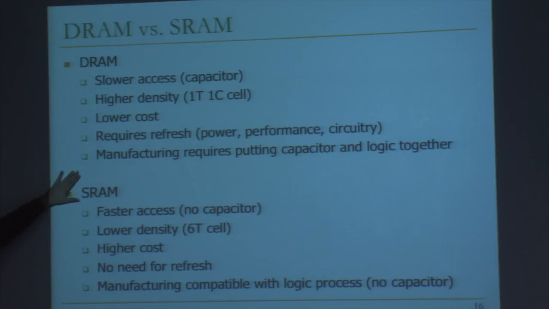And one other big difference between these technologies is manufacturing of DRAM requires putting capacitor and logic together. And these are not compatible processes. As a result, most DRAM chips do not have a lot of logic in them. As a result, you don't see DRAM on chip, right? Next to the processor core. You do not see that. Whereas SRAM is used for caches, register files, and actually most of the caches are SRAM. And this technology is compatible with the logic process. As a result, it can be used as caches.